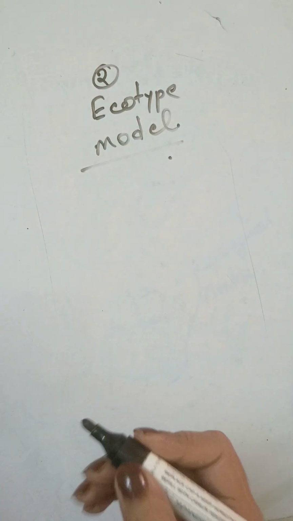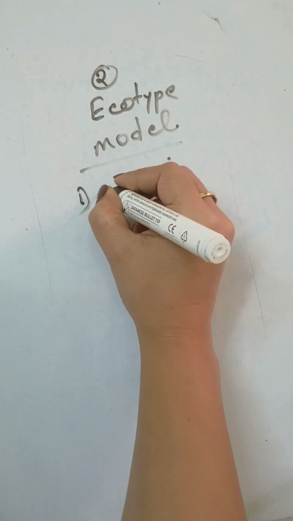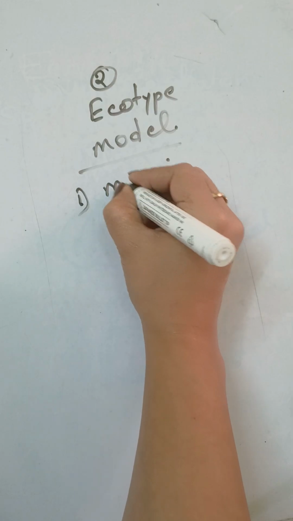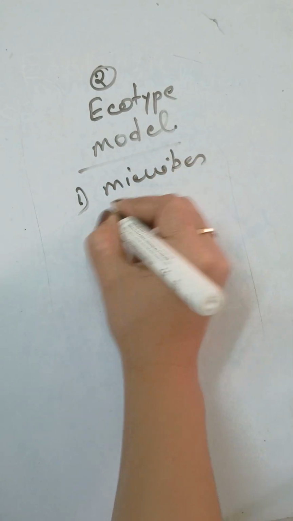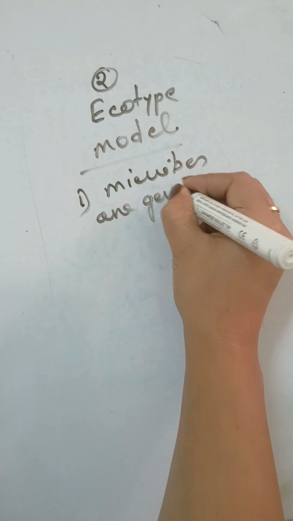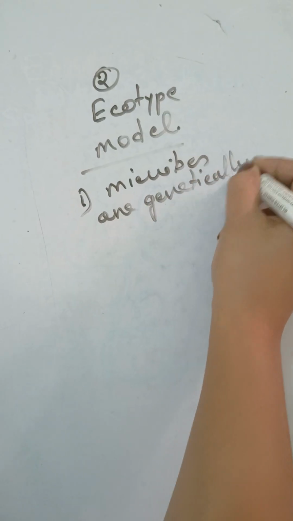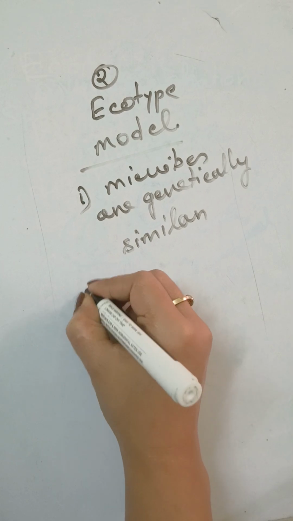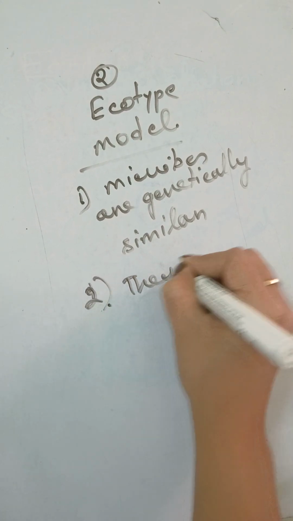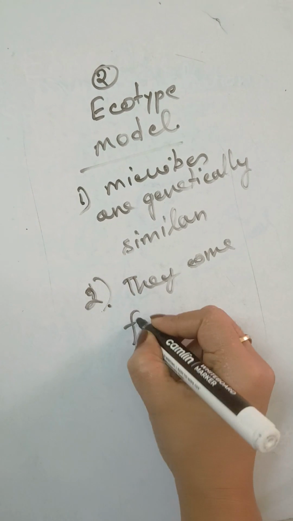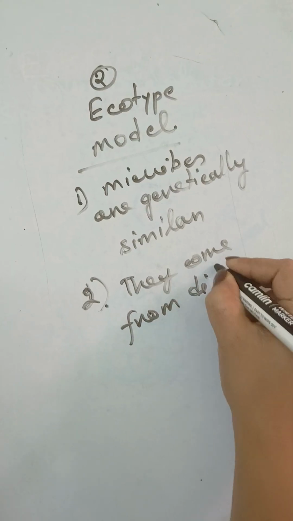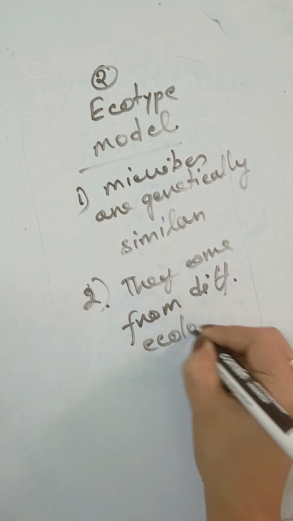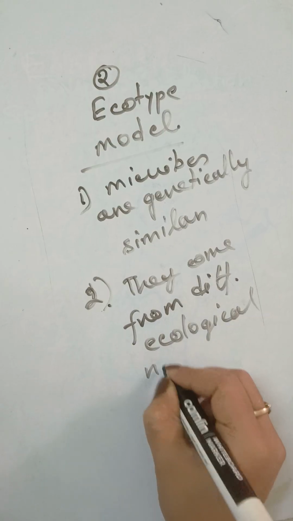Now in case of the ecotype model, there is a difference from the metapopulation model. What? First thing, the microbes are genetically similar, but they come from different ecological niches.